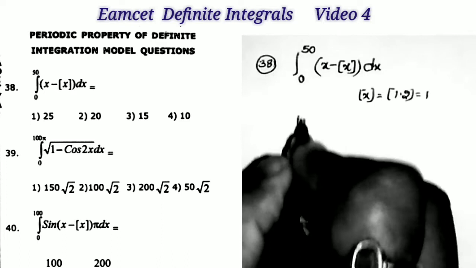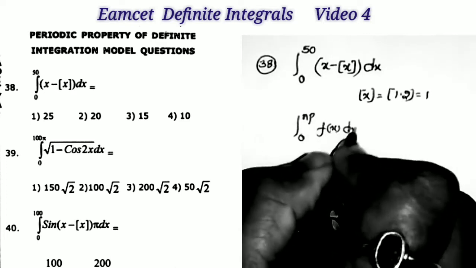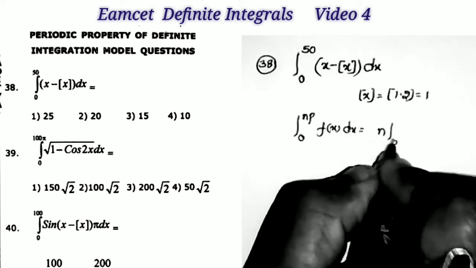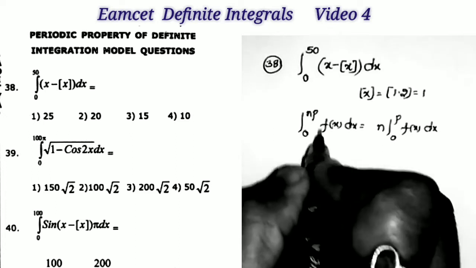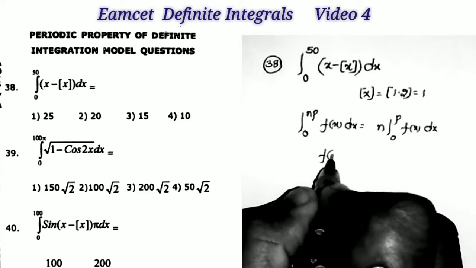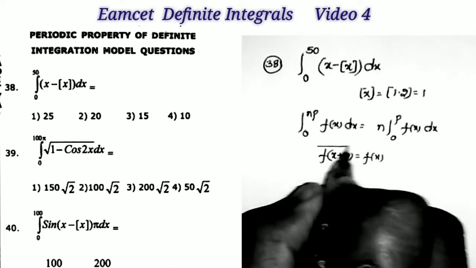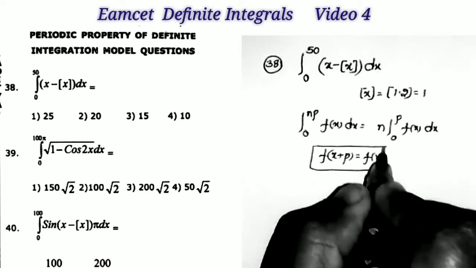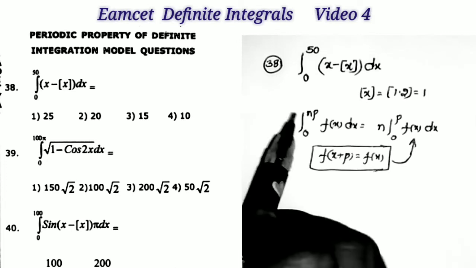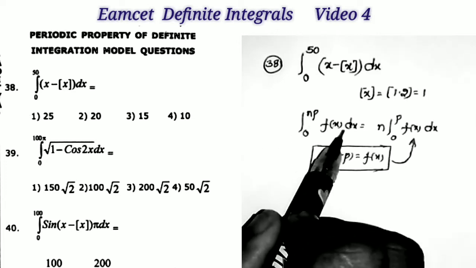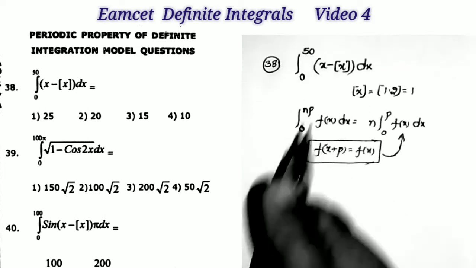That formula is: integral 0 to np of f(x) dx is equal to n into integral 0 to p of f(x) dx, where p is the period of the given function. What is the meaning of a periodic function? f(x + p) is equal to f(x). If f(x + p) is equal to f(x), then the function is said to be periodic, and we can apply this formula to the periodic function, where n is the number and p is the period of the function.